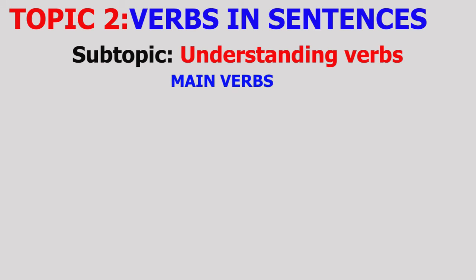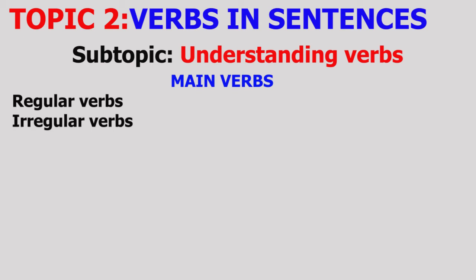As we have said, main verbs are meaningful by themselves, but main verbs can also be further divided into two groups. We have the first group, which is called regular verbs, and the second group, which is called irregular verbs. Okay, let us begin with seeing what regular verbs are, and then we will go directly to the irregular verbs.